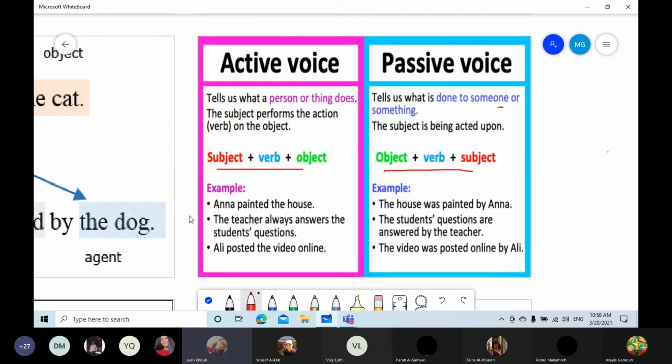So here the teacher is the subject, and when we want to turn the sentence to the passive voice, we put it as an object. And the students' questions is the object. So we switch between the subject and the object. It turns to the subject. The students' questions are answered by the teacher. The verb answers turns to the past participle, which is answered, and the verb to be is in the present form because always is in the present.